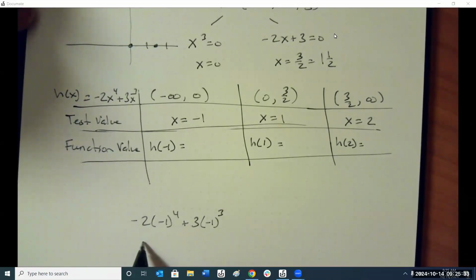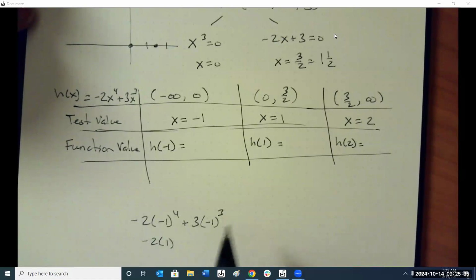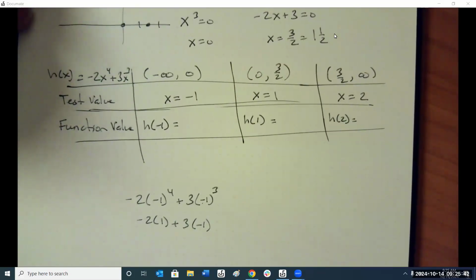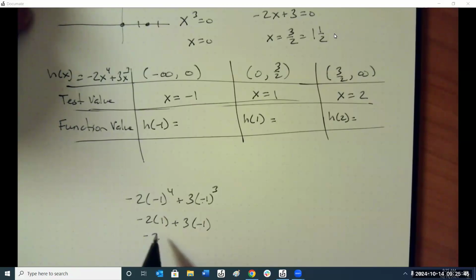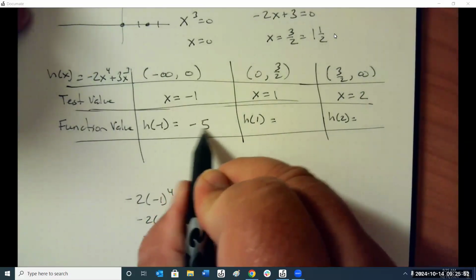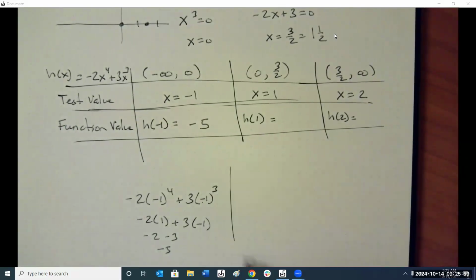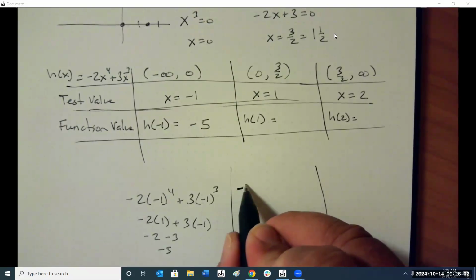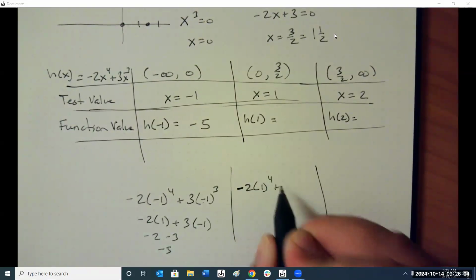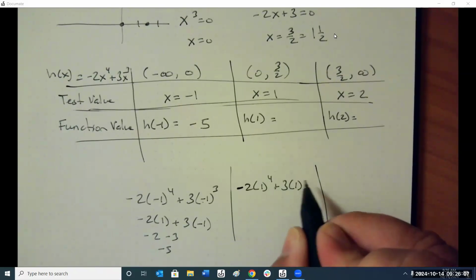-1 to the 4th is 1. -1 cubed is -1. So it's -2 times 1 is -2. 3 times -1 is -3, so it's -5. Let's do the same thing in the other two spots. -2 times 1 to the 4th plus 3 times 1 to the 3rd.